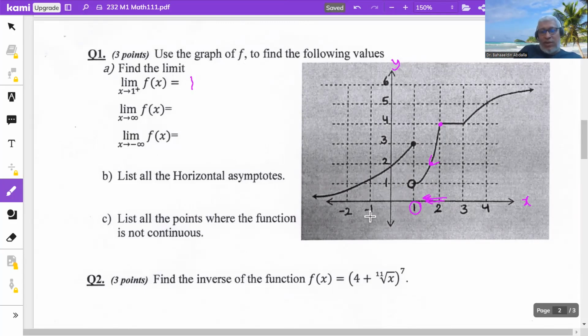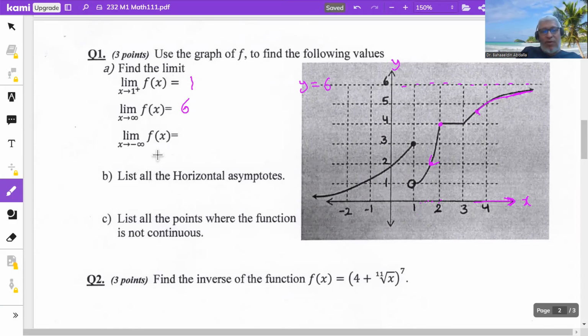When x approaches infinity, now we have to take x to infinity, not to 1. So where is infinity? This direction. So we have to take x to this direction and look at the graph. Where is the graph? This is the graph here. And it goes where? It approaches this line. What is the equation of this line? The equation is y equals 6. So it approaches 6. So the limit is 6.